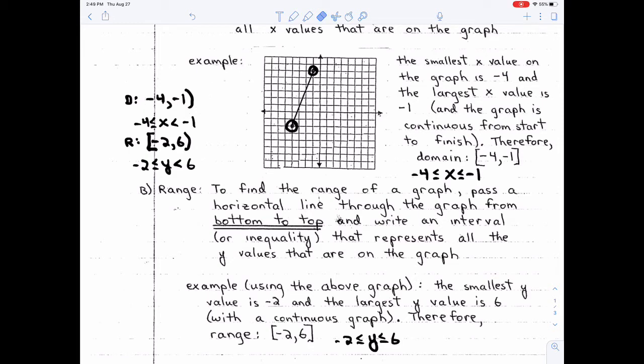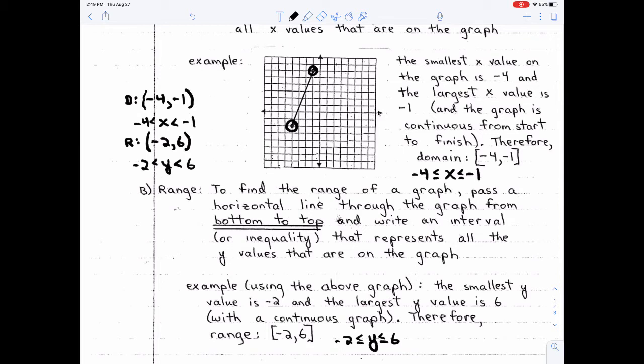this part would be a parentheses. There'd be no equals there. And this part would be parentheses, and the equals underneath it would be gone too. Okay?